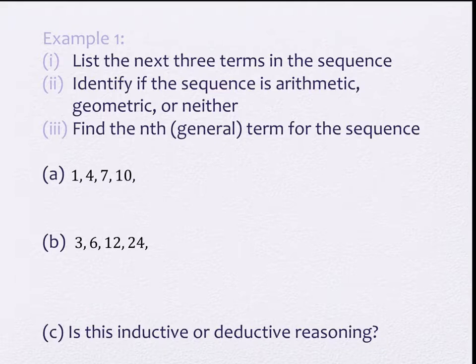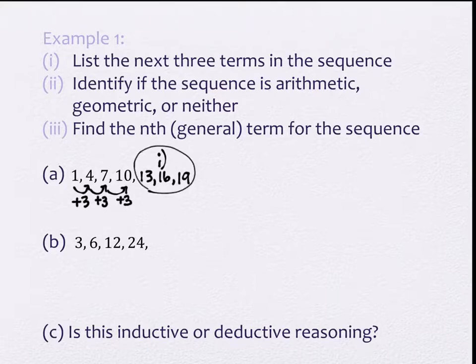That's usually the part where people get stuck, that last part, part 3. So take a look at part A. See if you can figure out what pattern is happening to get from one term to the next. What is it? Add 3. So every time I add 3 to get to the next term. So if that's the case, what are my next 3 terms? 13, 16, what? 19. Okay, so this is like part I of this problem, right? 13, 16, 19. Next three terms.